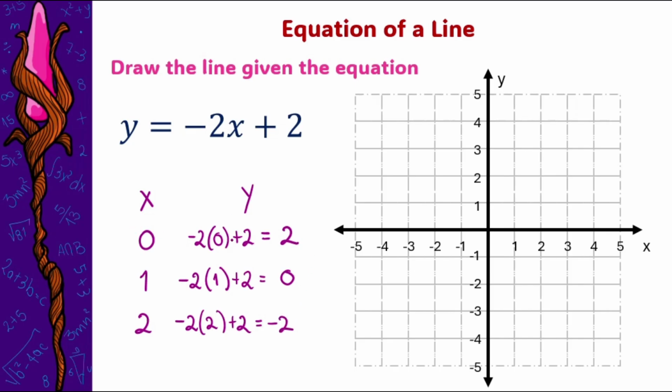So let's check these points. When x is 0, y is 2. So that means the point (0, 2) should be on the line. The point (1, 0) should be on the line. And the point (2, -2) should also be on the line. Notice how they are in the same straight line. Let's cross it. Then this is the line that the equation represents.